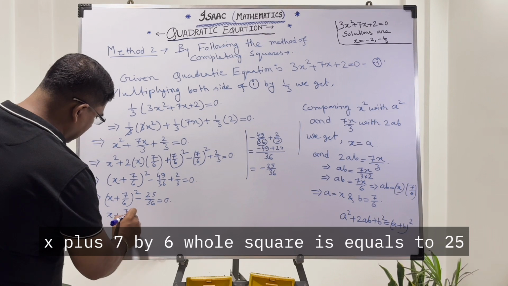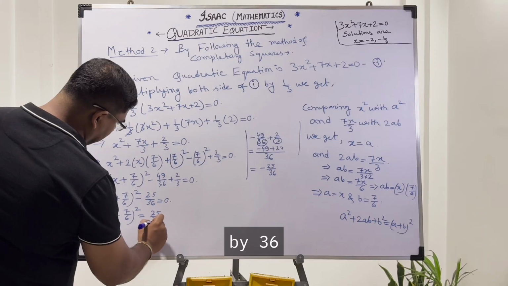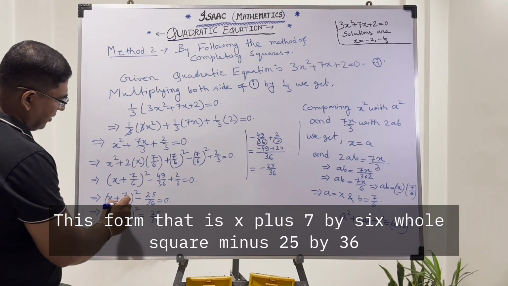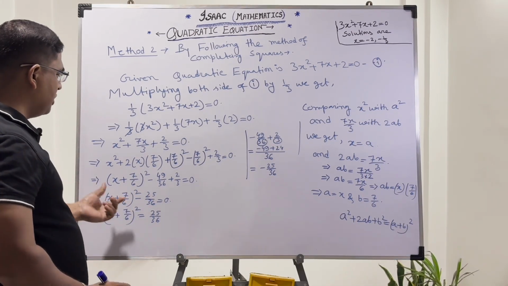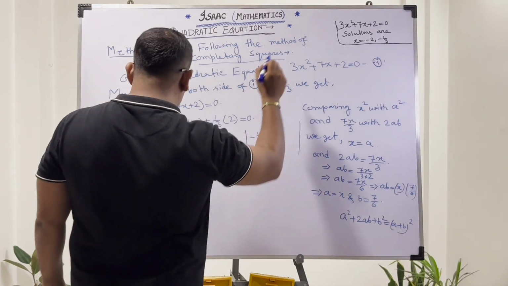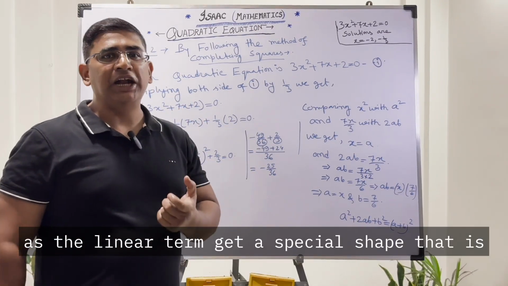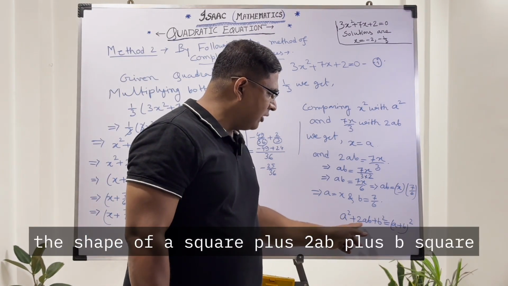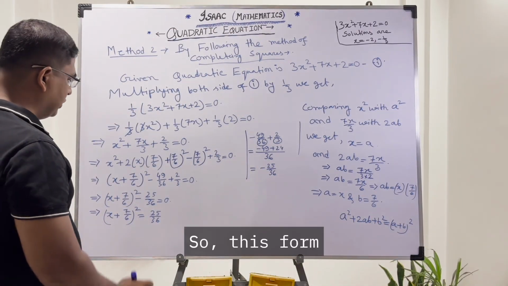Now (x + 7/6) whole squared is equal to 25/36. This form, that is (x + 7/6) whole squared minus 25/36, is known as the form of completing squares. That means here the quadratic term as well as the linear term get a special shape, that is the shape of a squared plus 2ab plus b squared equals (a + b) whole squared.